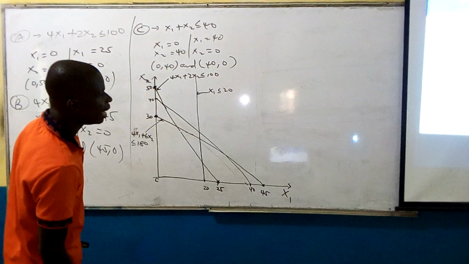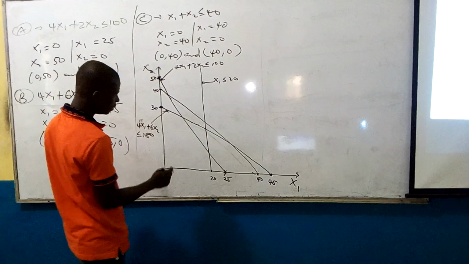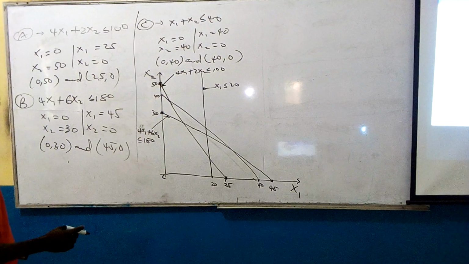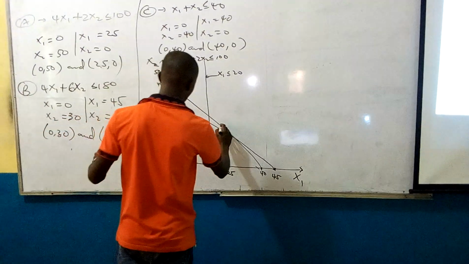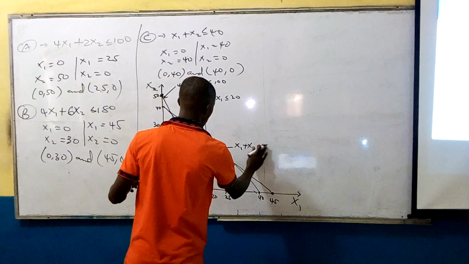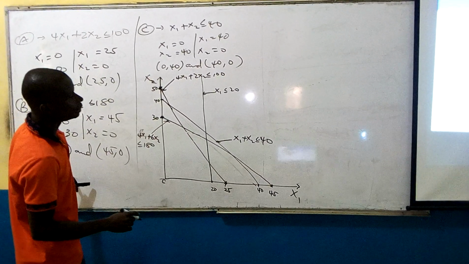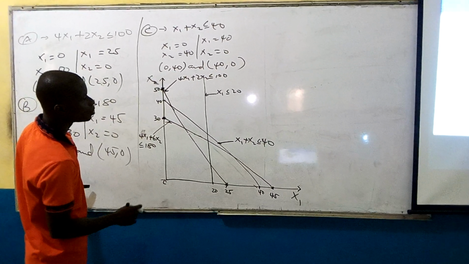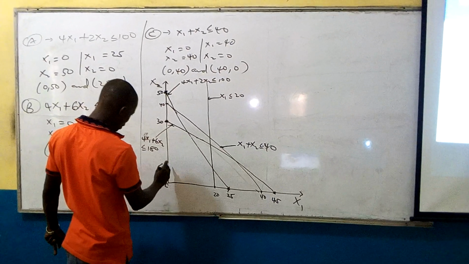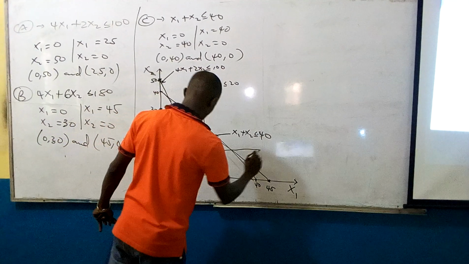And the other one, x2 more or equal to 10. So I do not write for the 40, the inequality for the 40. x1 plus x2 less or equal to 40, right? Then the x2 more or equal to 10. So let's assume this is 10. So you have something like this.